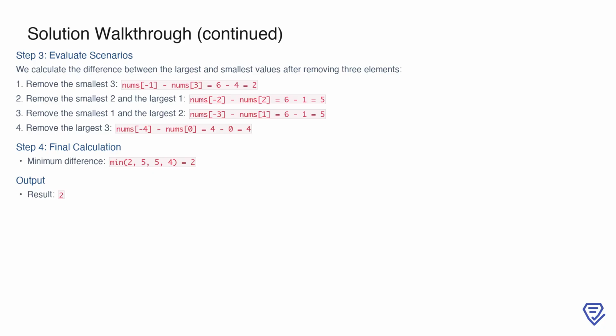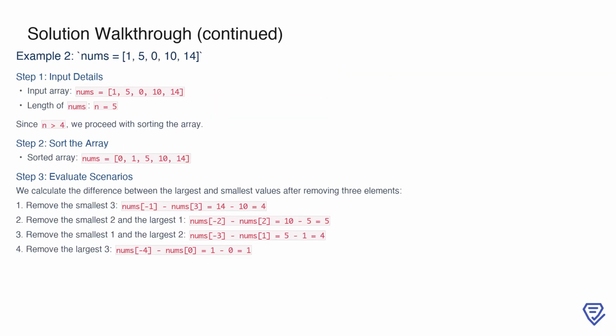Therefore, the output for this example is 2. In the second example, the input array is nums = [1, 5, 0, 10, 14]. The length of the array is 5, which is greater than 4, so we sort the array. After sorting, the array becomes nums = [0, 1, 5, 10, 14]. Next, we evaluate the 4 scenarios for removing 3 elements.